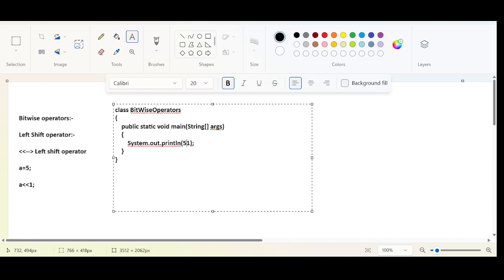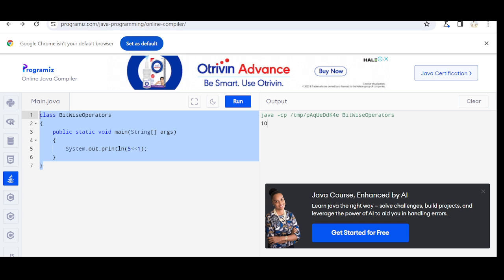So let us say if I am using 5 plus 1, it is going to be 6. We know that because we know how to evaluate the mathematical operation with the plus symbol. If I do minus, 5 minus 1 is going to be 4. If I do 5 left shift 1, it means that internally some kind of mathematical operation is being performed and I am getting the output as 10.